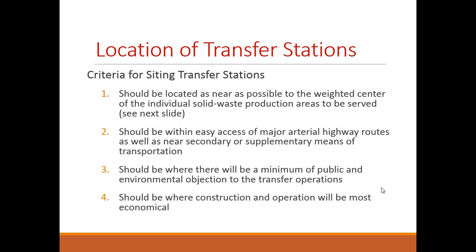But you also want to be near enough to one of the secondary roads so you can have access to the collection points, which would be your communities where that generates the waste. So that's a transfer station, a kind of intermediate location between your transportation routes.